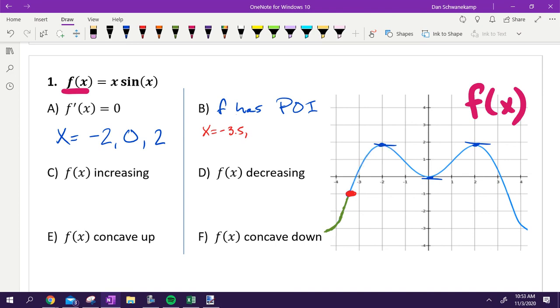When would you say our next point of inflection is? Show me with your fingers. Where do you think your next point of inflection is? I would agree with -1 because I'm concave down, concave down, concave down, and then right here, I start to bend upwards. So -1 right there is when I change concavity. So -3.5, -1. Show me with your fingers. Where do you think the next point of inflection is?